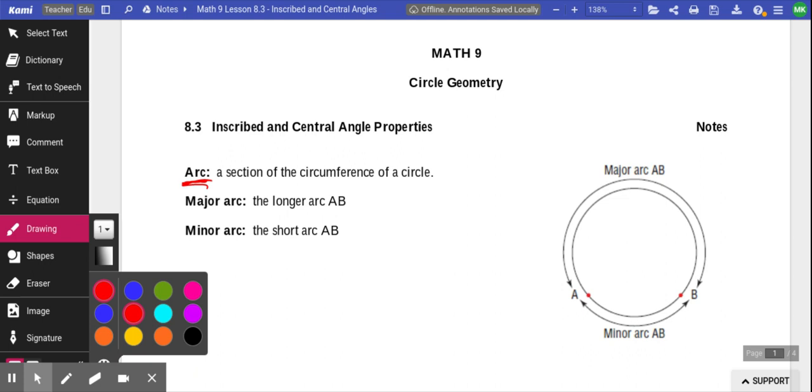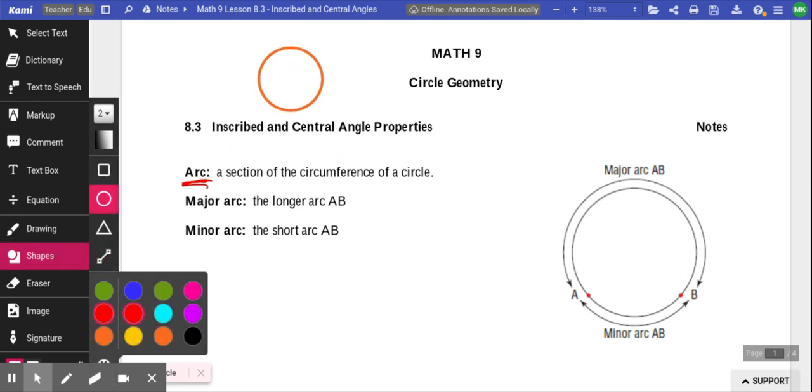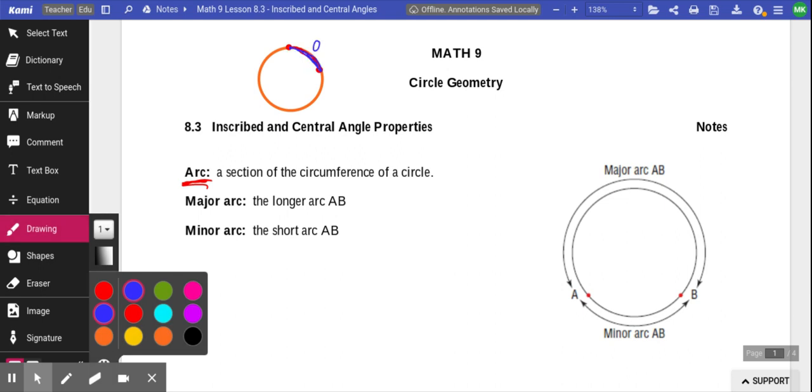So for instance, if I just randomly had a circle, let's draw one right here. If I just picked a point right there, and I picked another point right there, the distance between those two, right here, I should probably use a different color than red. That distance is an arc. Whenever you have an arc, you have the arc that connects the 2 points in one direction, and then an arc that connects the 2 points in the other direction.